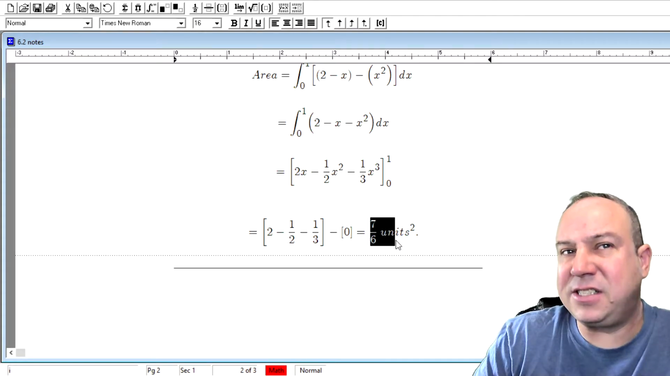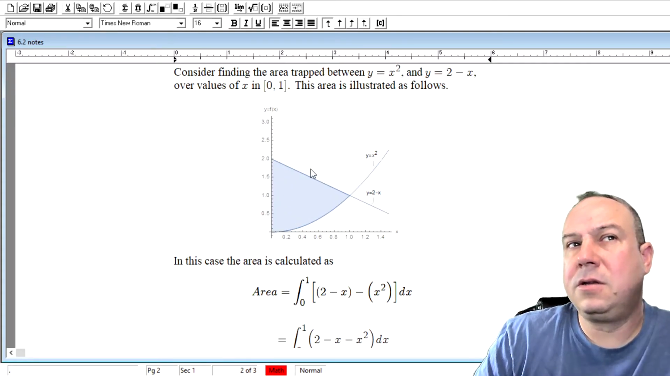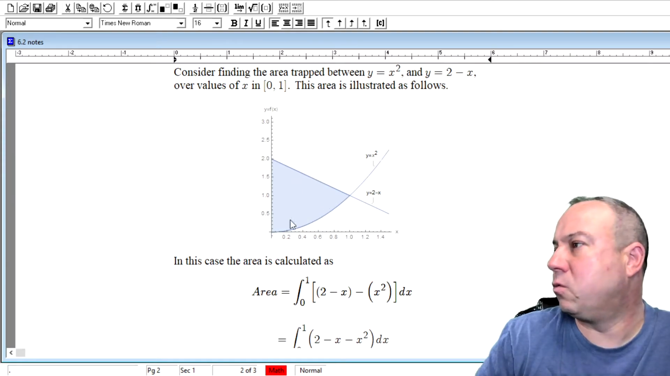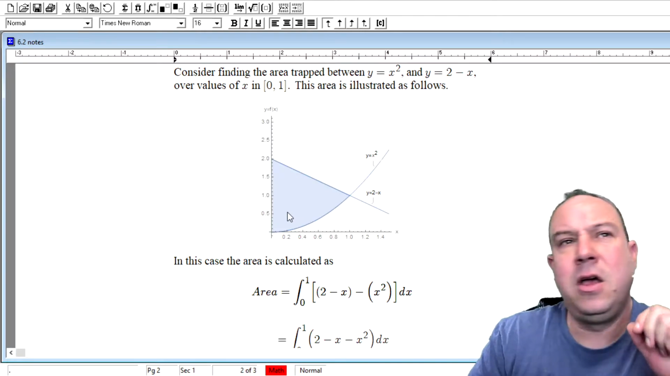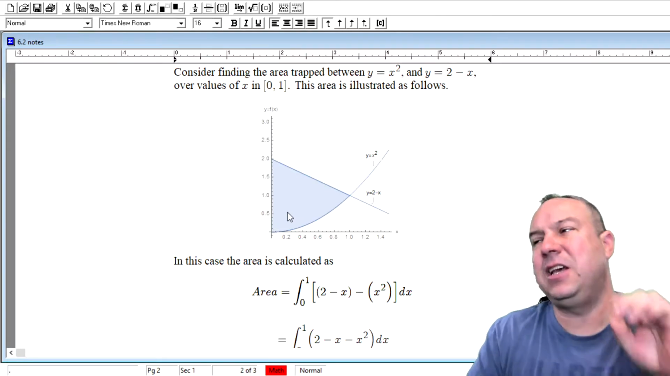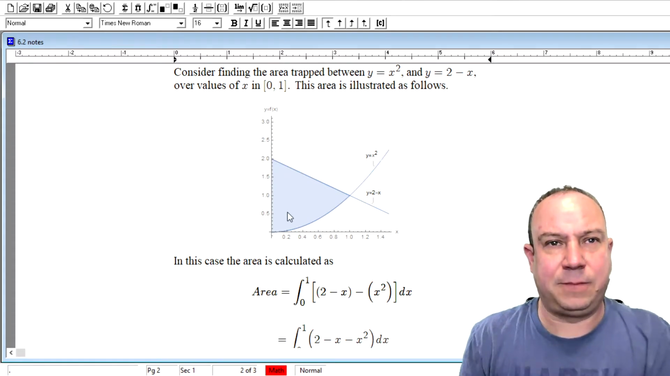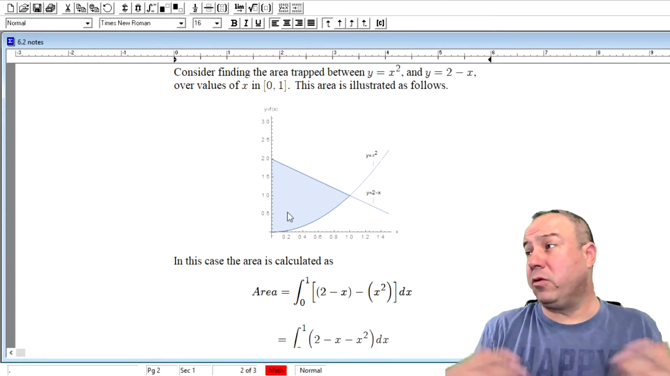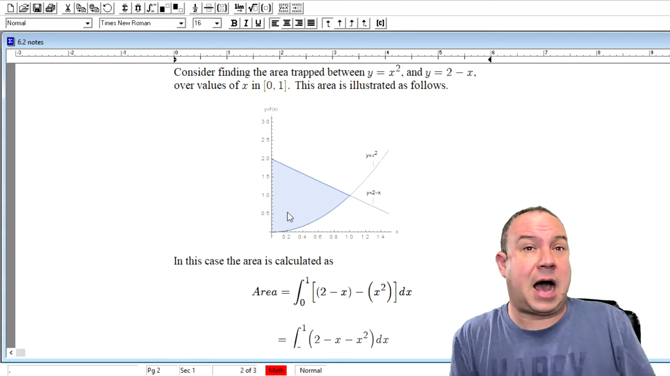And 7/6 units squared describes this physical region of space. How big is that region in terms of area? Well, that is 7/6 units squared in physical area. And we were just using there that definite integral operation.